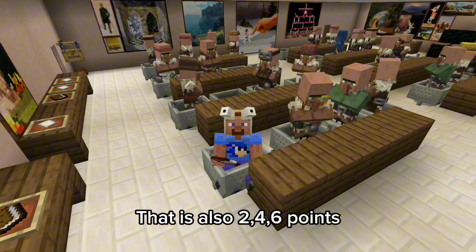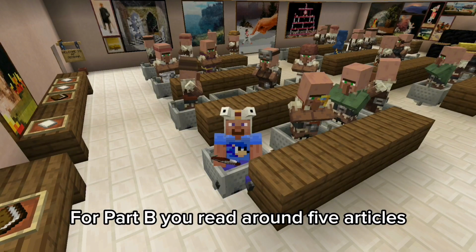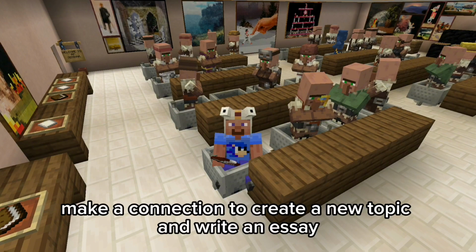That is also 2, 4, 6 points. For part B, you read around 5 articles. You pick 2, make a connection to create a new topic, and write an essay.